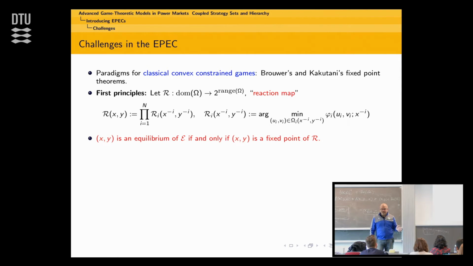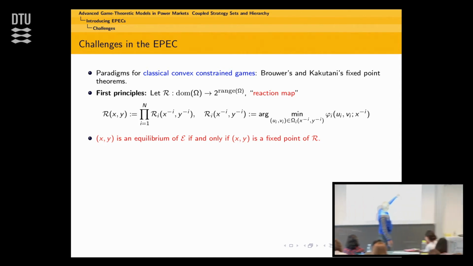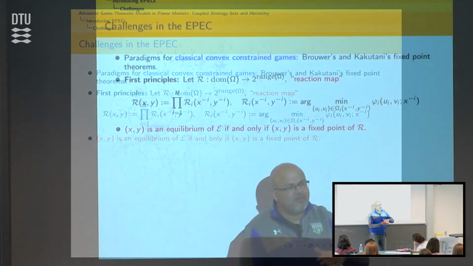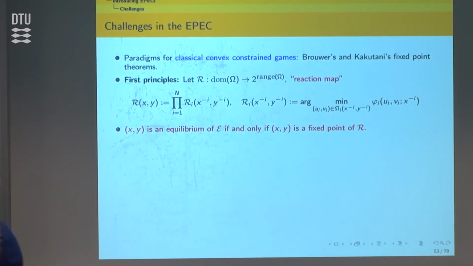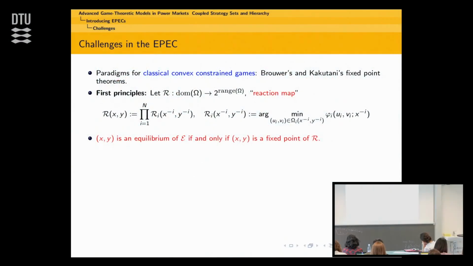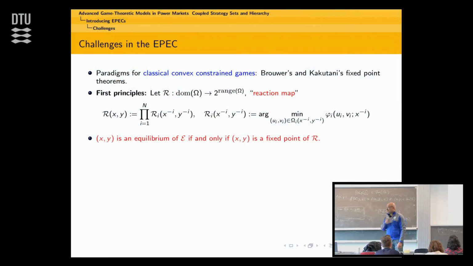The big problem is the reaction map is extremely nasty. You expect it because this minimization is over a non-convex problem. Not just a non-convex problem, it's a problem which is complicated by equilibrium constraints. So it's incredibly nasty. To get an understanding of that set of reactions, that set of reactions may not even be connected. Forget convex, it may not even be connected.